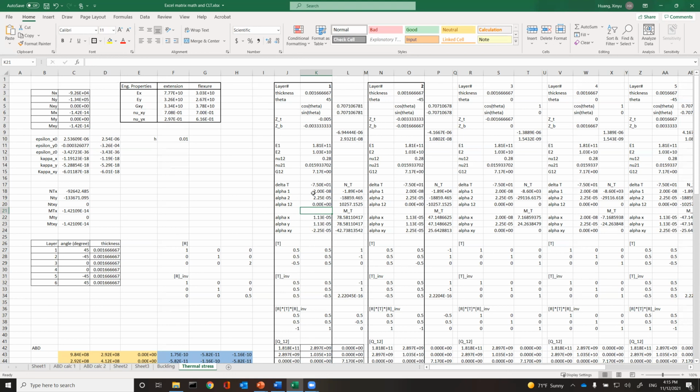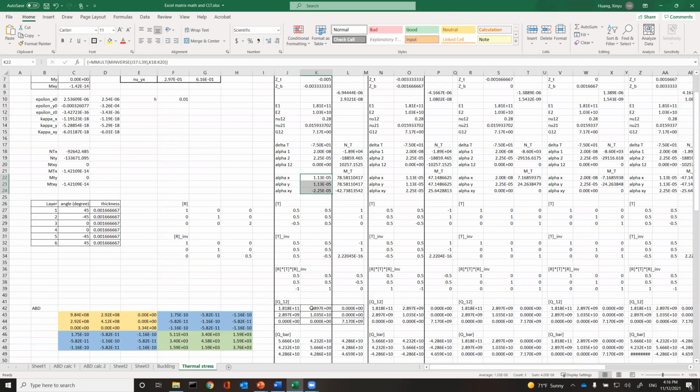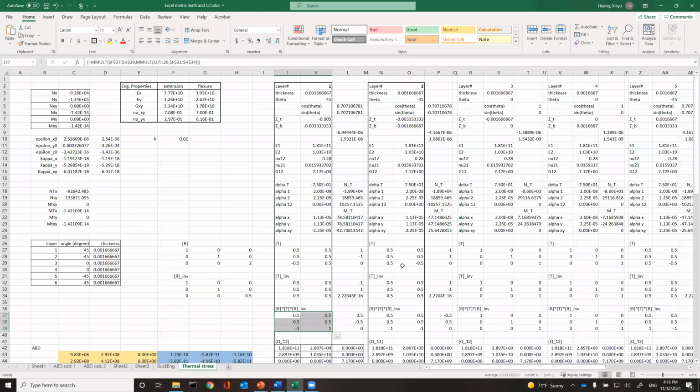Now, the first thing I did is transform the alphas from the material coordinate system. I use the same strain transformation equation, which is this equation. So this is exactly how you transform your strains. Remember you transform a strain from 1, 2 coordinates to XY coordinates. Use that same equation to transform the thermal expansion from 1, 2 to XY. So this is calculated as strain in the XY direction.